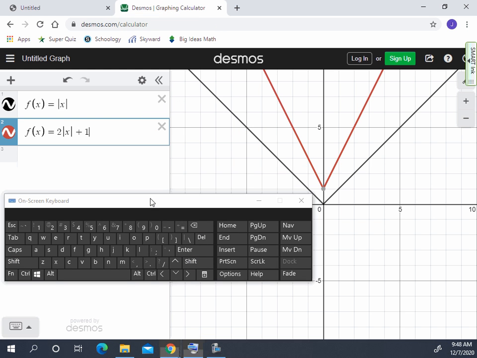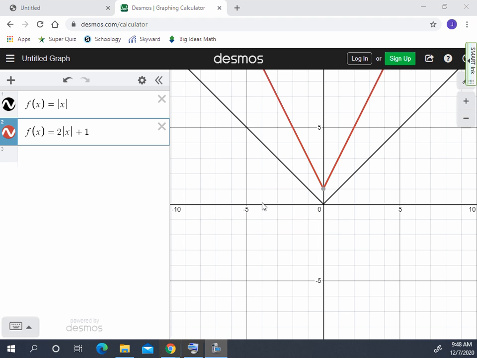Okay. Now, what I want to do is compare these two. So our parent function is this line right here. And this red line is our transformation. Describe this transformation. Describe how this thing moved. All right? Well, just explain it to me. Is it moved? Is it skinny? Or is it wider? Everything.